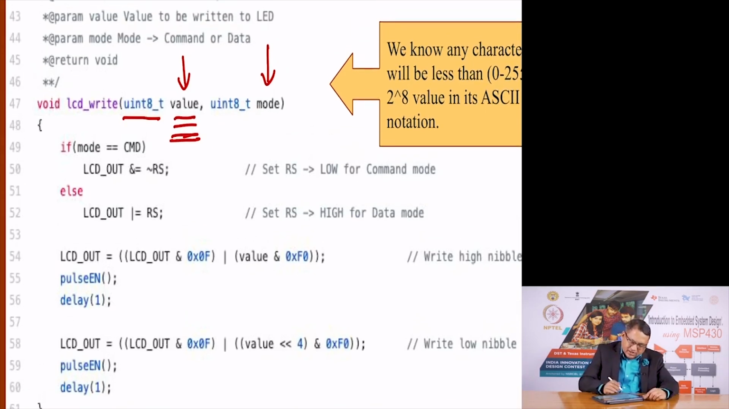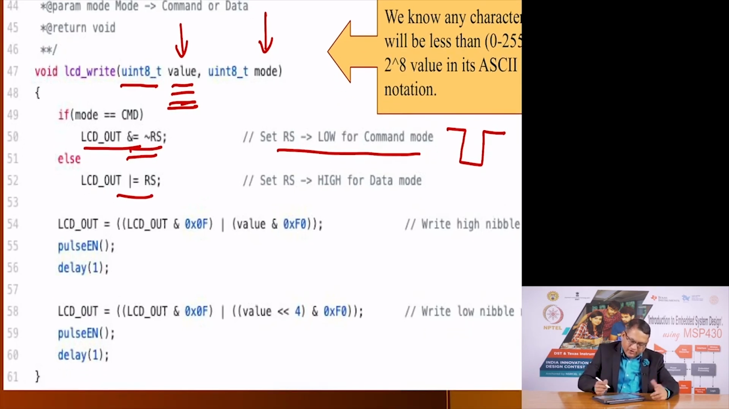So first of all it says that it is going to generate a low on RS for command mode. So it is going to pulse like this, making RS 0 using this command and making RS high using this command. Then it is going to output the values which are there in the value here. You are going to take the upper nibble by ANDing it with F0, and in the original LCD out value you are retaining the lower values, but the upper values you have made 0 by ANDing it with 0F, and that value is being ORed with this information.